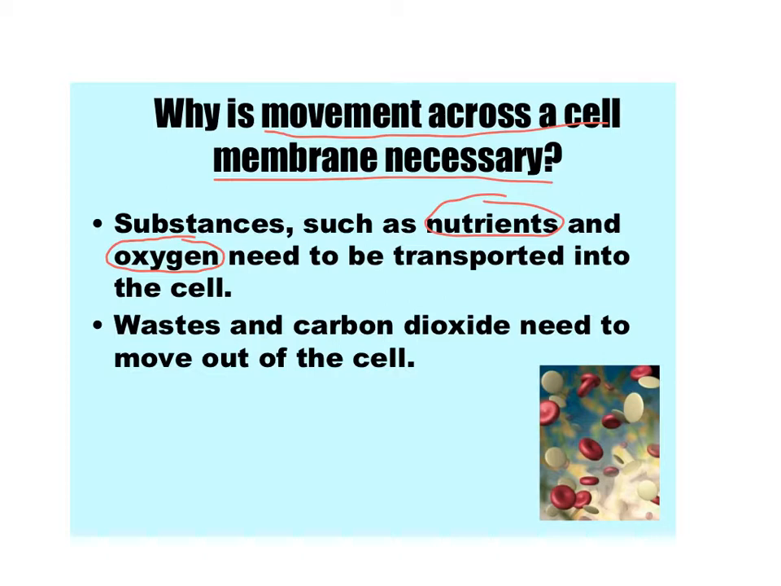Also, your cell needs to get rid of things that it does not need. It needs to get rid of waste products, especially carbon dioxide. Because when you breathe out CO2, or carbon dioxide, well, how's it going to get out of the cell? Well, that's why movement across the cell membrane is important, because the cell needs to get rid of that carbon dioxide. It needs to get rid of the wastes, and it needs to bring in the good stuff that it needs.